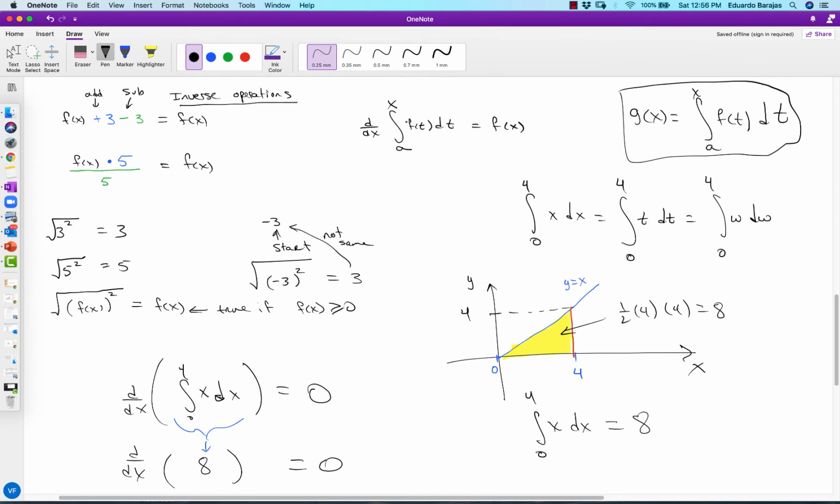First of all, we have to define it this way, where we have our variable right up here. And remember, this is a dummy variable. This is the real variable. And so the derivative of this entire thing is equal to that function evaluated at x. That's what the fundamental theorem of calculus tells us.